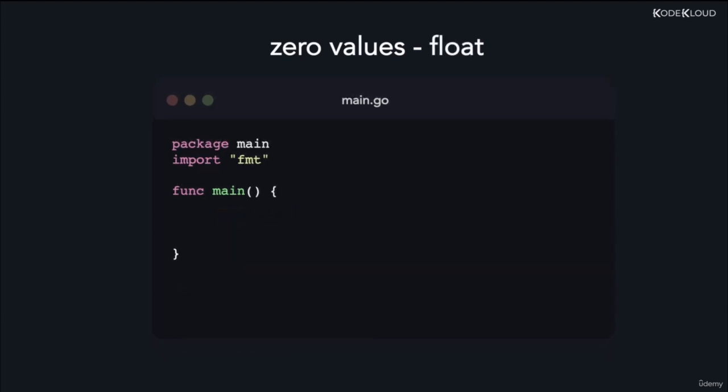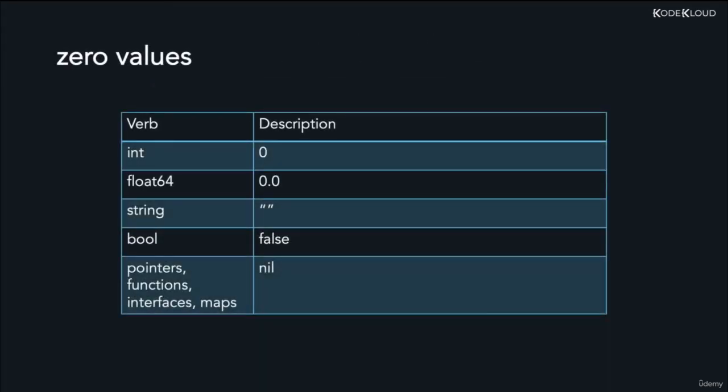Similarly, we're going to try it out for float. So if we create a float variable and we print it, we get the value 0.00 in the output. Again, because 0.00 is the zero value of a float variable. Similarly, you can find out zero values of other data types as well.